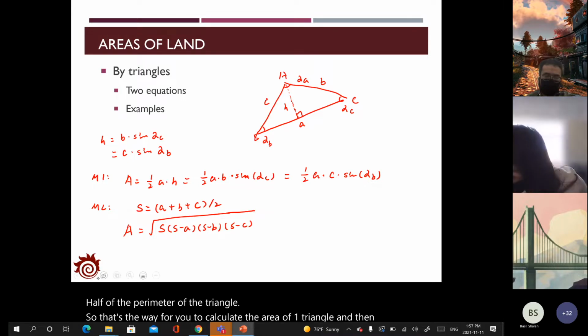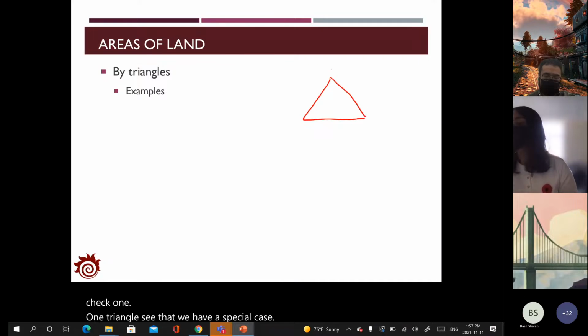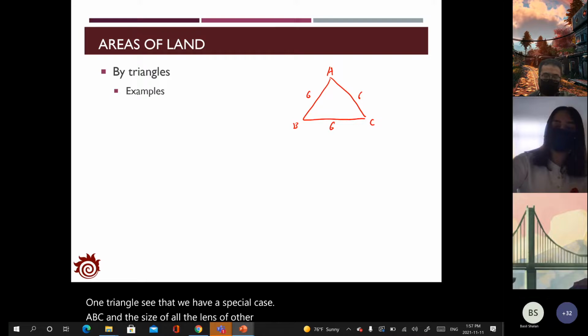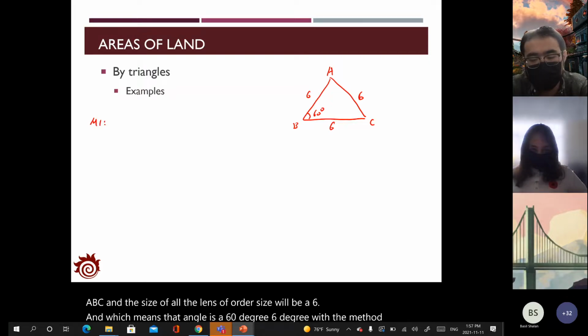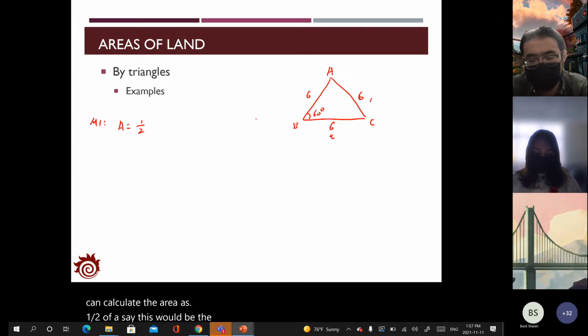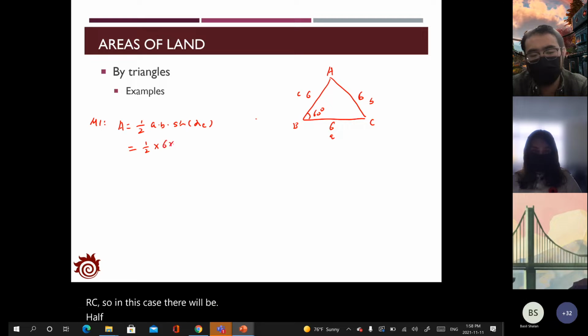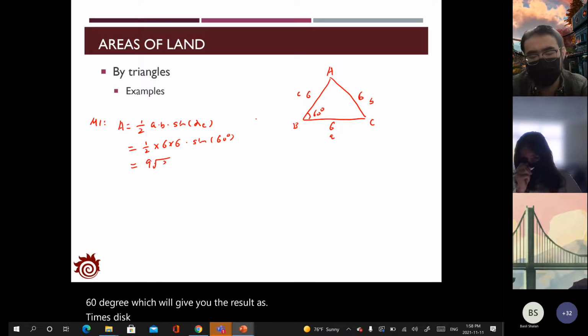And then let's go check one triangle. Say that we have a special case, A, B, C, and the length of all the sides is 6, which means that the angle is 60 degrees. With method 1, we can calculate the area as 1/2 of A times B times sine alpha C, where this would be A, this would be B, this would be C. So in this case, that will be half of 6 times 6 times sine 60 degrees, which will give you the result as 9 times the square root of 3.